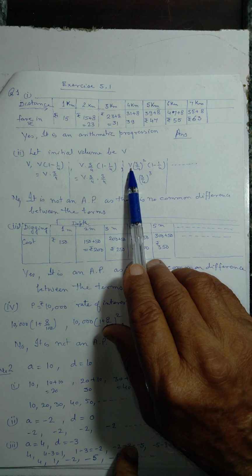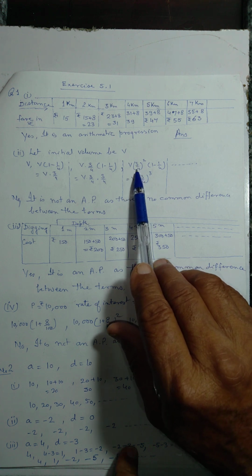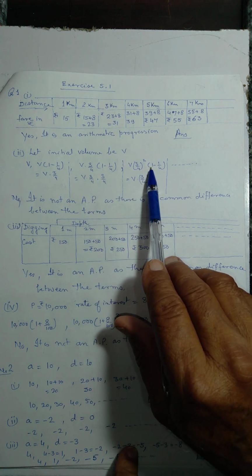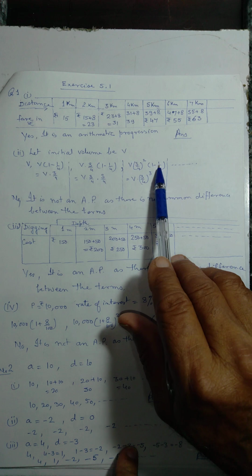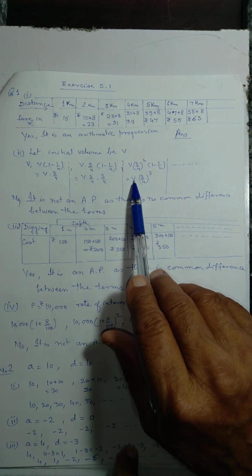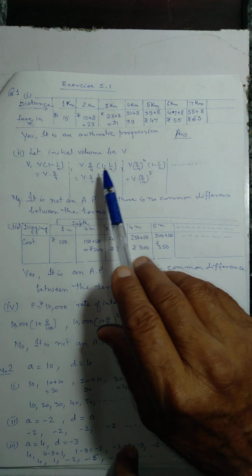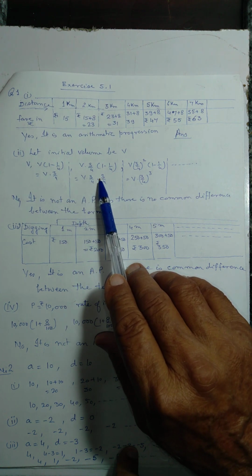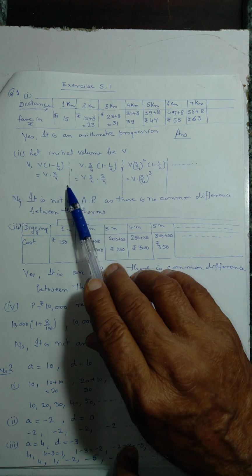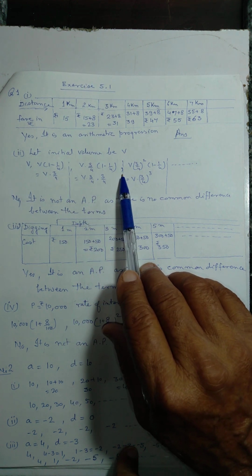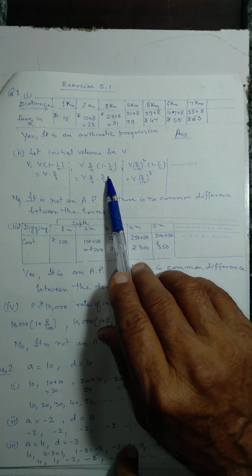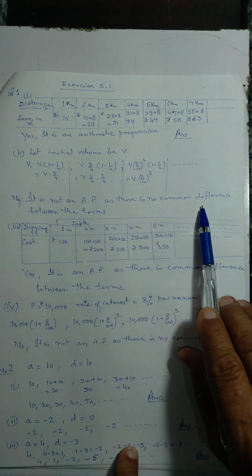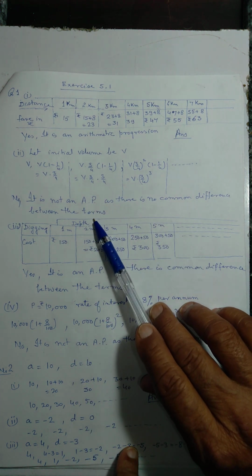You see, V into 3/4 whole square here. Inside the second bracket, that is 1 minus 1/4. So it will become V into 3/4 whole cube. So there is no common difference in preceding terms or in succeeding terms. Hence it is not an arithmetic progression, as there is no common difference between the terms.